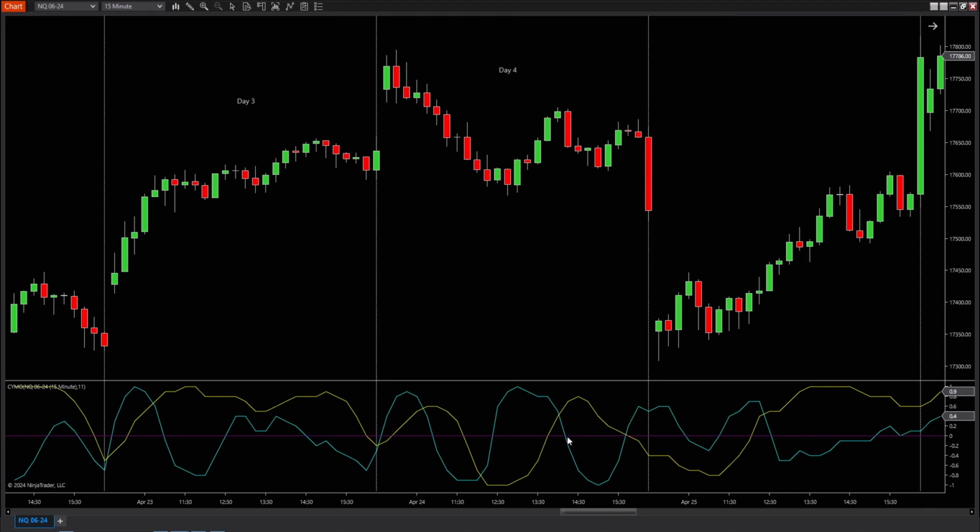The CyMo Pro Indicators with a setting of 11 provides traders with precise and timely signals, making it a valuable tool for navigating daily market movements. By closely watching momentum and cyclic crossings, traders can make informed decisions, maximizing their trading opportunities.